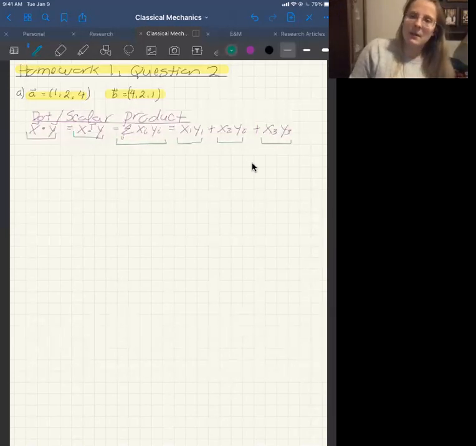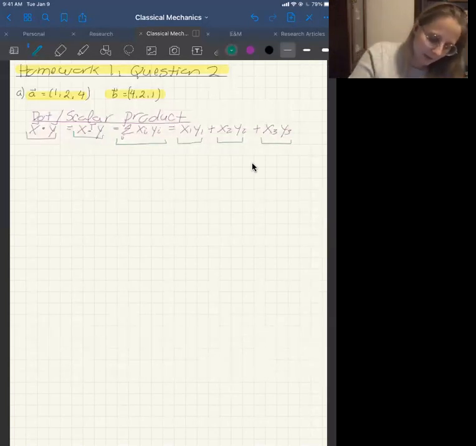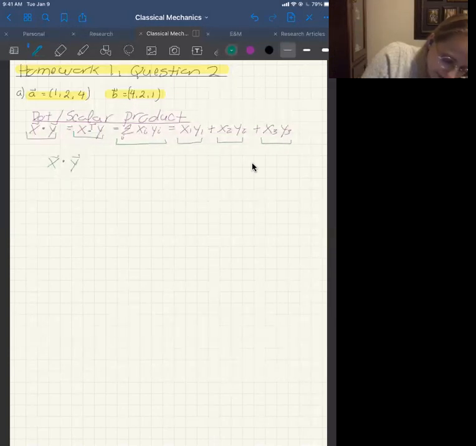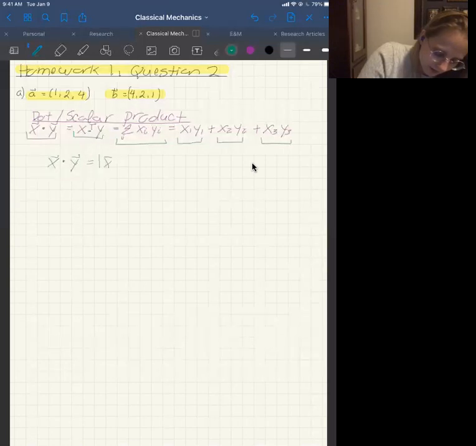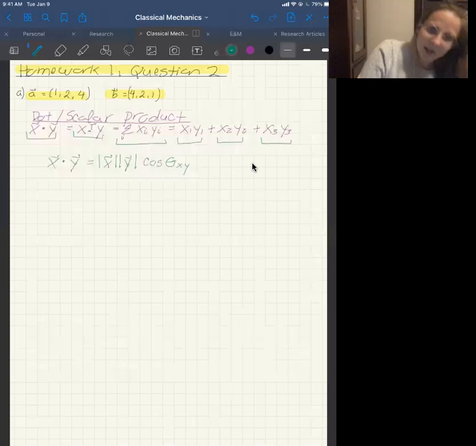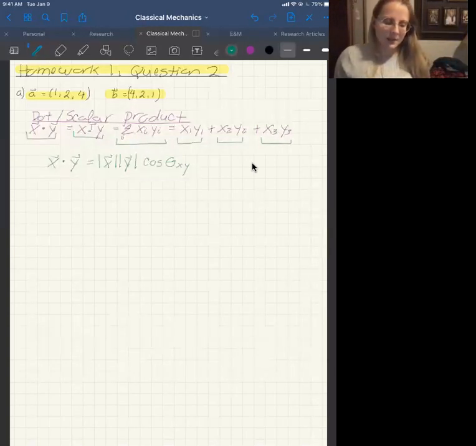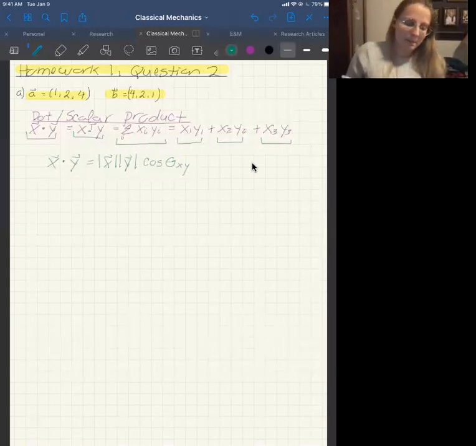Now another property of dot products you'll need to solve this problem is the following equation. If you have the dot product of vector x and vector y, that dot product, which is a number, is also equal to the magnitude of vector x times the magnitude of vector y times the cosine of the angle between x and y. So that's all of the background we need to solve this problem.